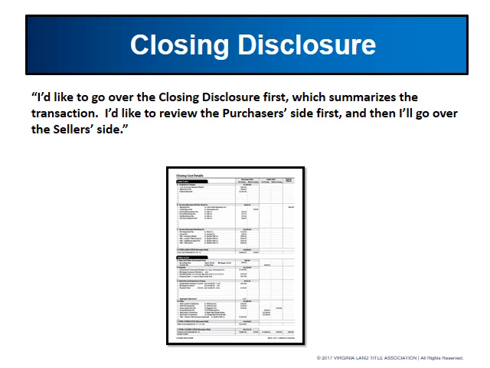Handing out a closing disclosure to everyone in the room, you might say something like this. "I'd like to go over the closing disclosure first, which summarizes the transaction. I'd like to review the purchaser side first, and then I'll go over the seller side."